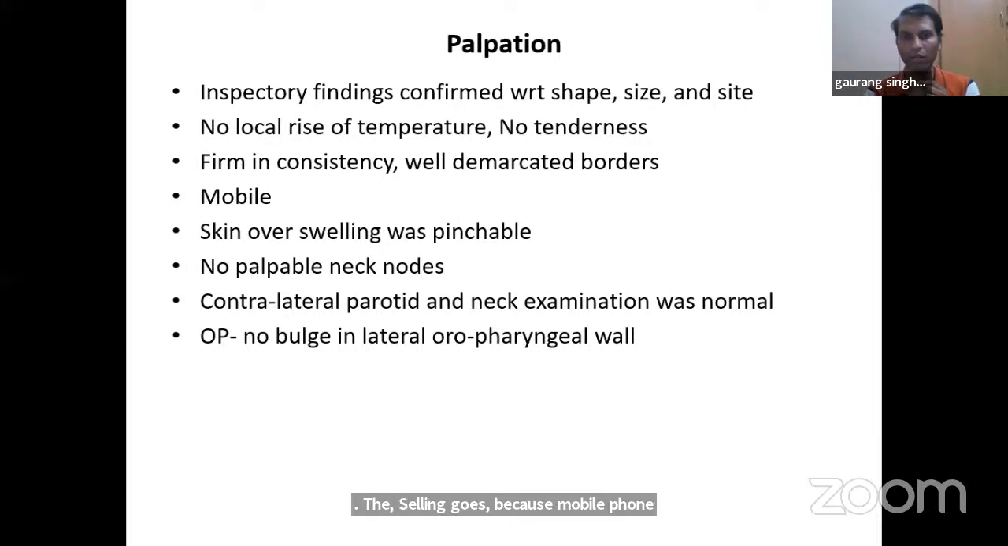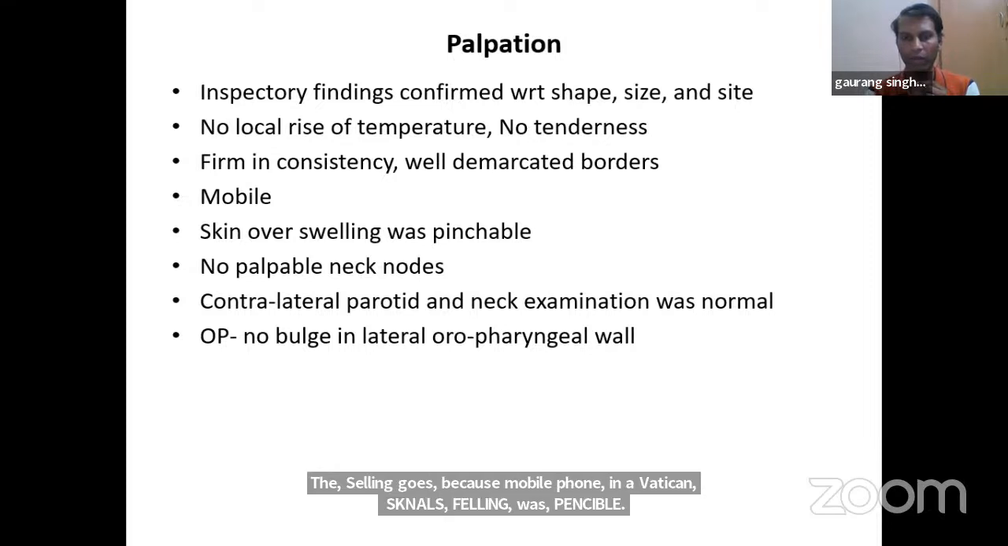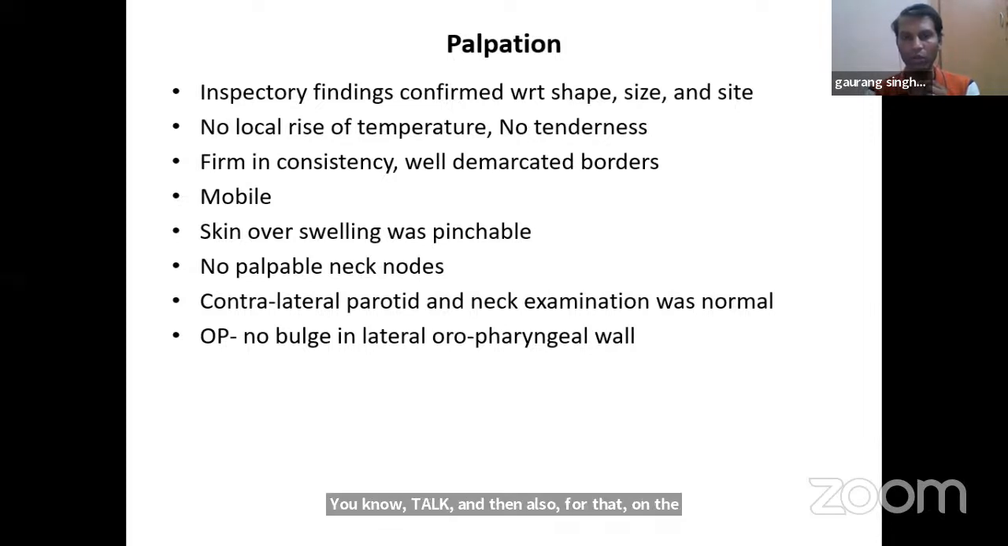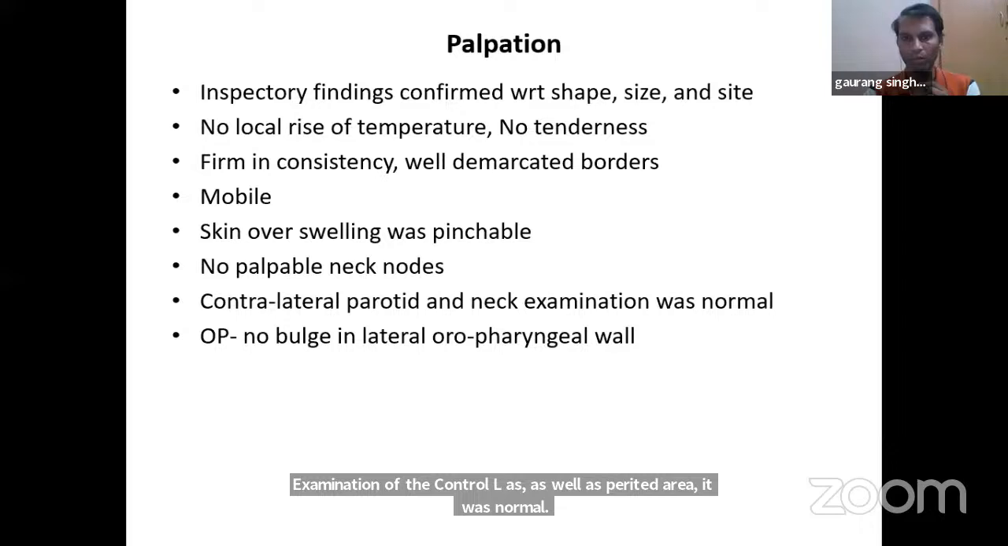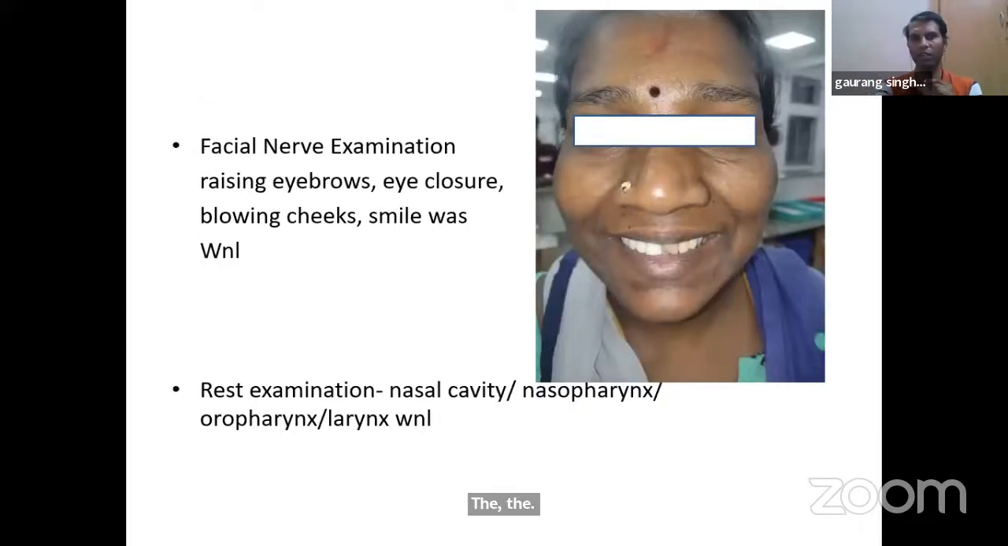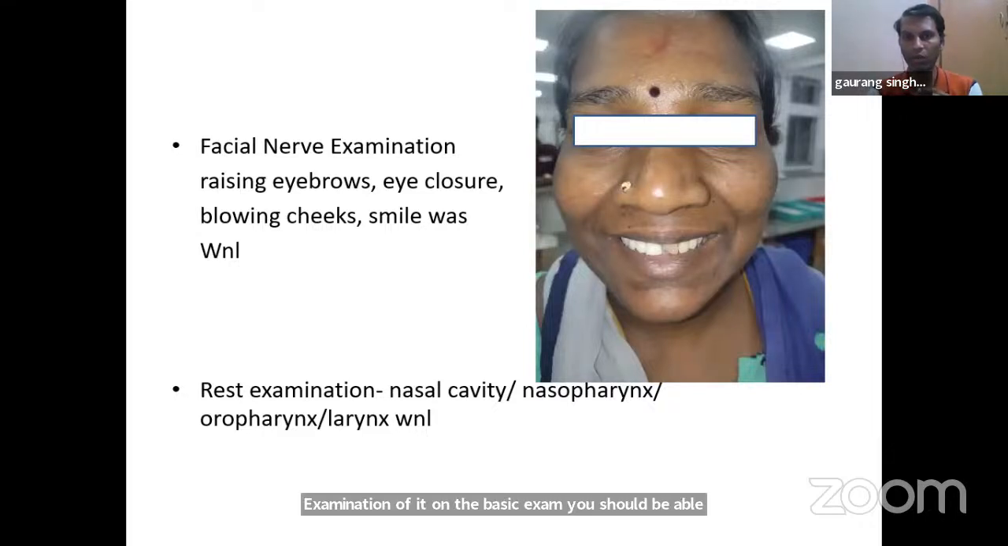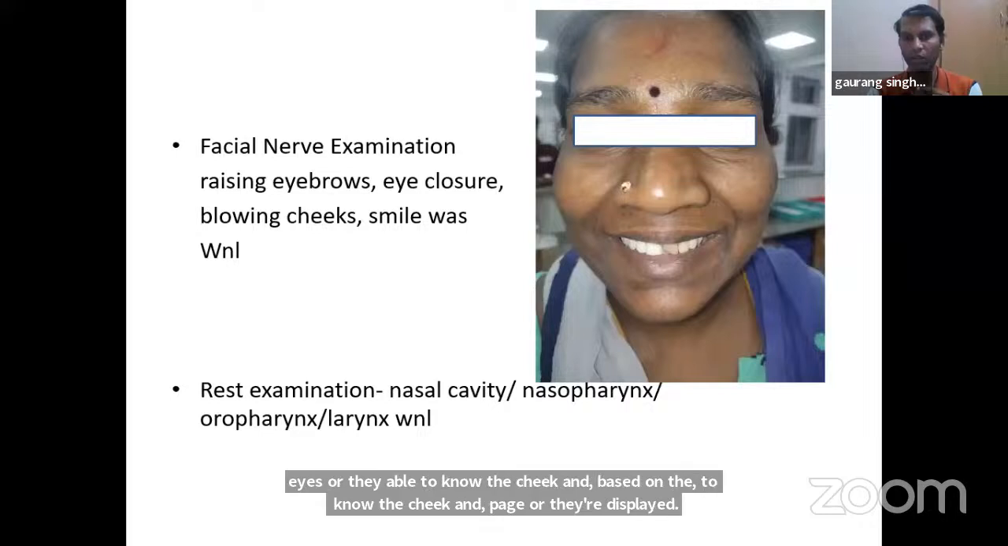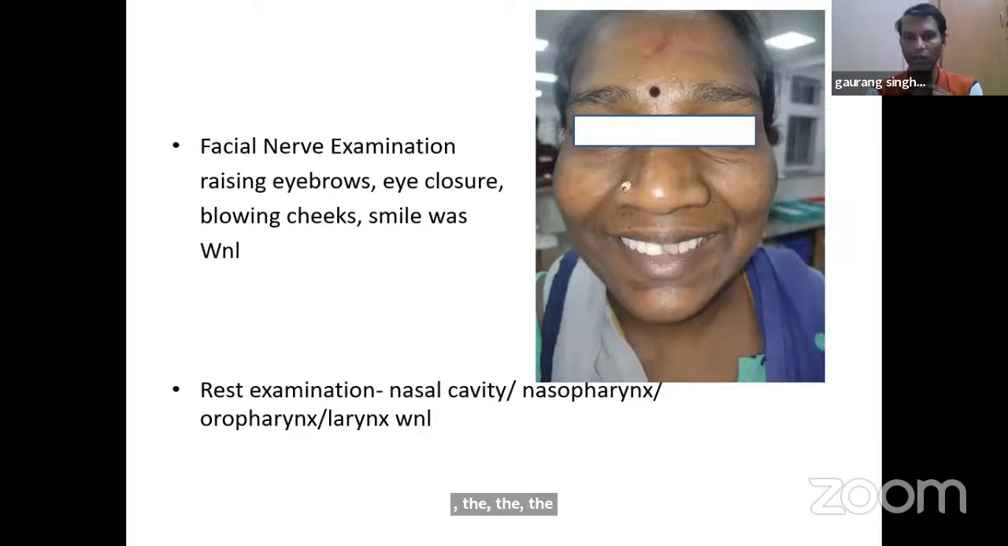On examination of the contralateral neck as well as the parotid area, it was normal. Examination of the oral cavity and oropharynx was normal. On facial examination, the patient was able to raise the eyebrows, tightly close the eyes, blow the cheeks, and smile. So the facial examination was normal. Examination with a 0-degree endoscope of the nasal cavity and nasopharynx was normal, as well as the 90-degree laryngeal examination.